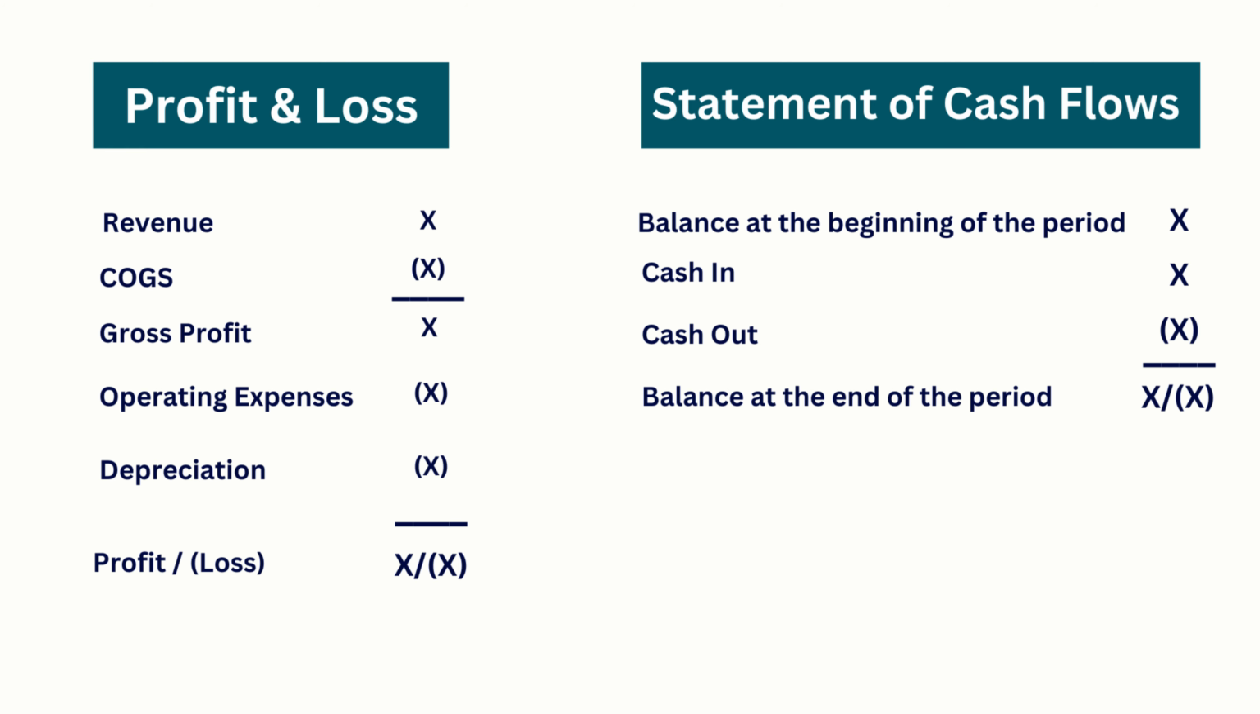Cash flow, however, only records real cash movements, money coming in and money going out. And this difference is critical. Many businesses fail not because they are unprofitable, but because they run out of cash. They cannot pay suppliers, employees, lenders, or tax authorities, even if their income statement looks healthy. That is why the statement of cash flows exists. It connects accounting performance to financial reality.